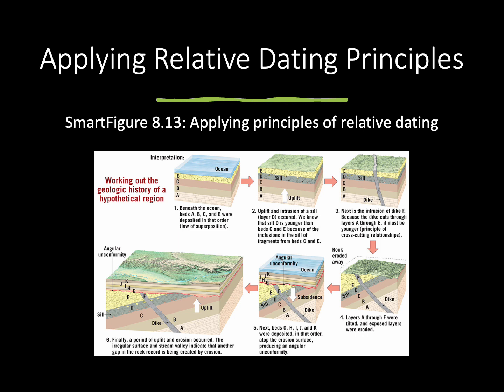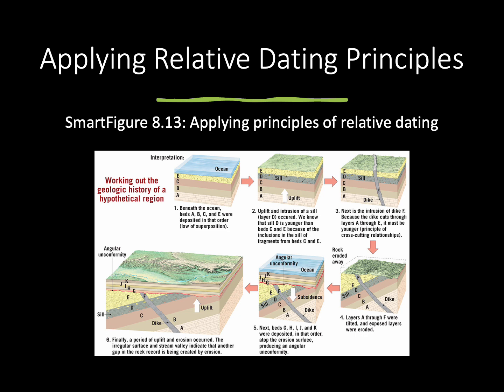After this, in number 3, we'll see that another igneous intrusion came through. This is a dike. This is the one that cuts across multiple rock layers. And looking at it, we can tell that the dike is younger than all of the layers that it's breaking through based on that law of intrusion. In order for dike F to be able to break through layer E, E had to exist first before that igneous intrusion could intrude inside of it.